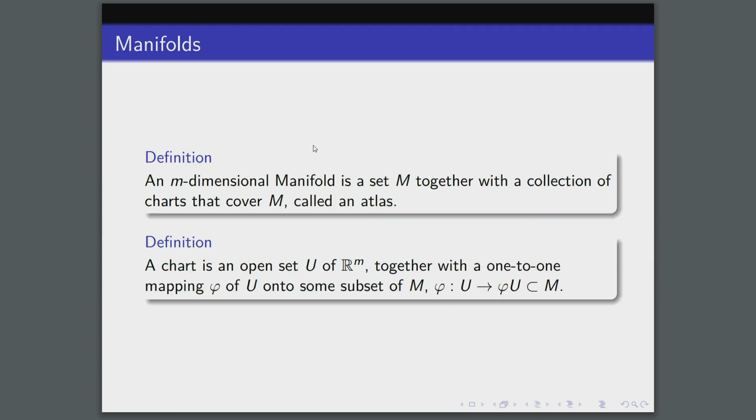So what is a manifold? The definition that I give is that an m-dimensional manifold is basically a set M together with a collection of charts that cover this manifold M, and this collection of charts that cover M is called an atlas. So what is a chart? A chart is an open set U of Rm together with a one-to-one mapping phi of U onto some subset of M. So the image of U under this function phi is contained in the manifold M.